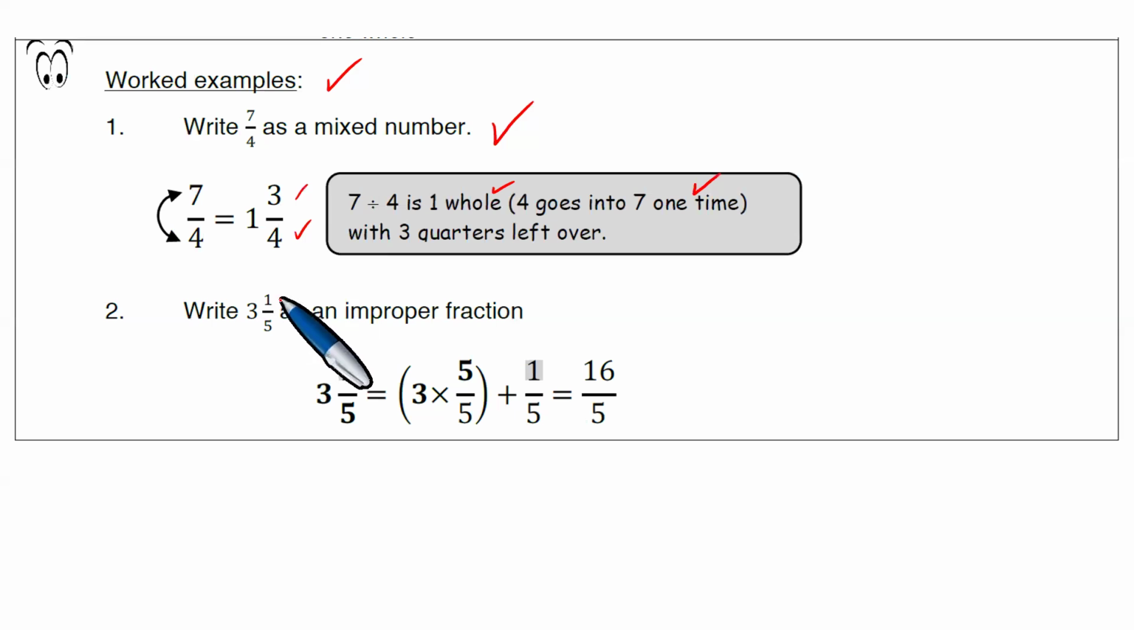Write 3 and 1/5 as an improper fraction. Let's check this one out. To do this is the same as saying 3 times 5/5 plus 1/5. And this is exactly the same as 16/5.